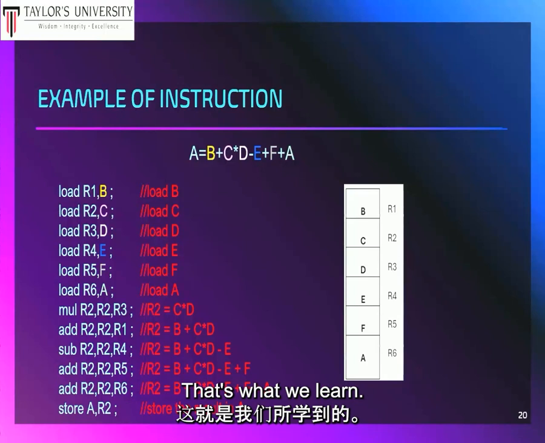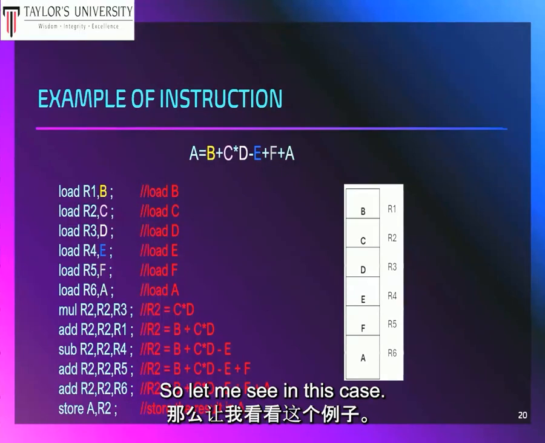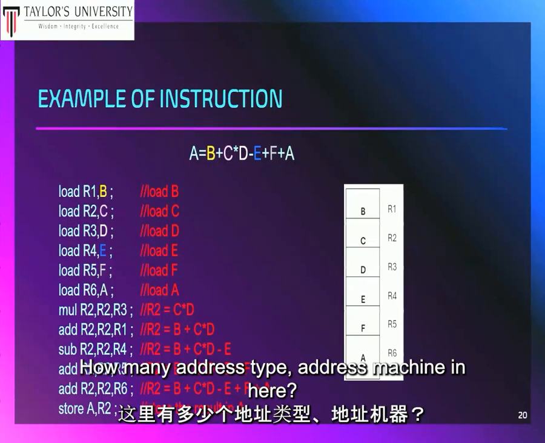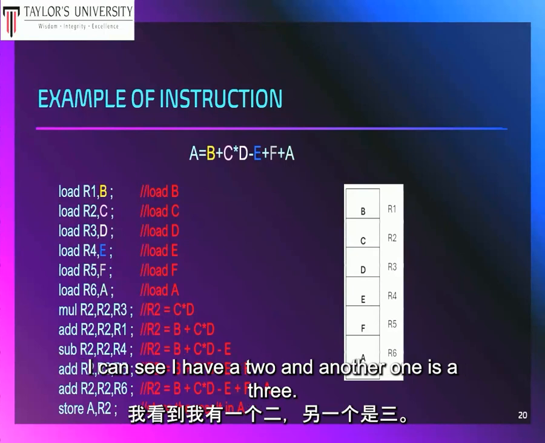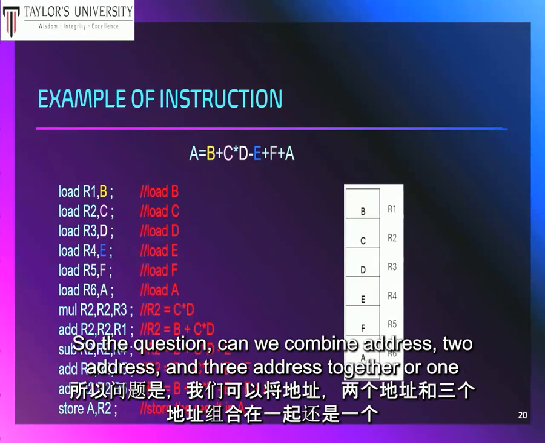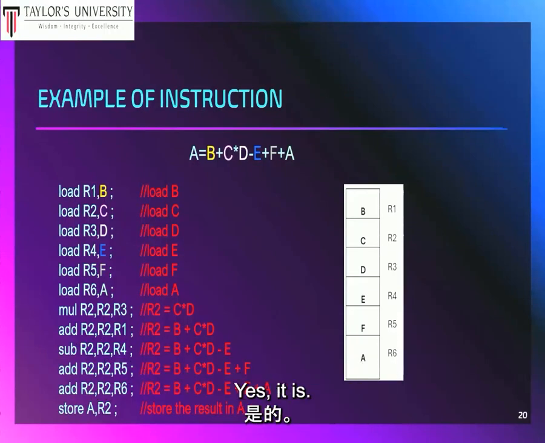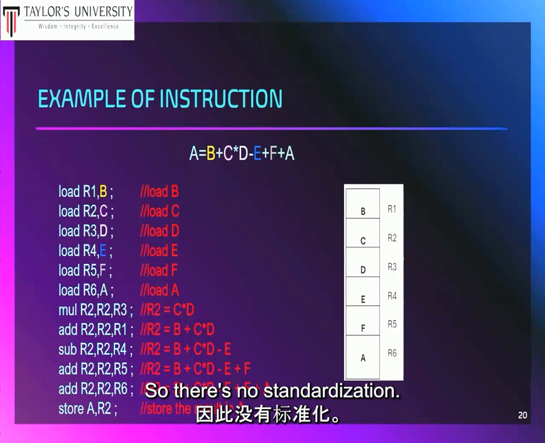That's what we learn. So let me see in this case, how many address machine types are in here? I can see I have a 2 and another one is a 3. So the question: can we combine 2 address and 3 address together, or 1 address with a 2? Yes, we can. There's no standardization.